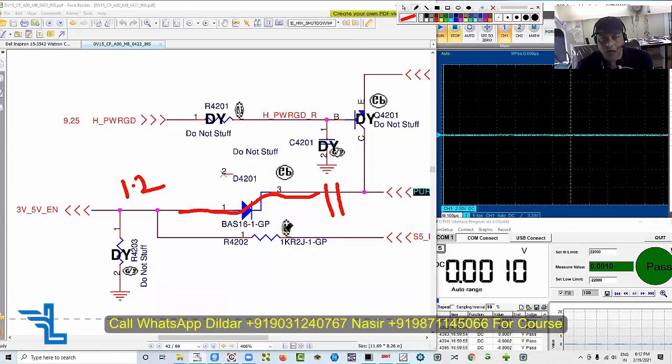Okay, so at that point, if you have less voltage or zero voltage, like you have zero voltage on this point, you cannot expect to have voltage on this point. This is the switching of the diode.